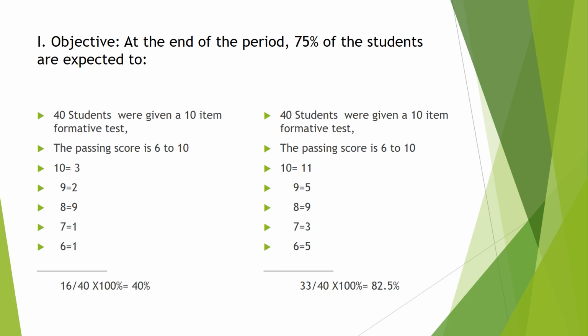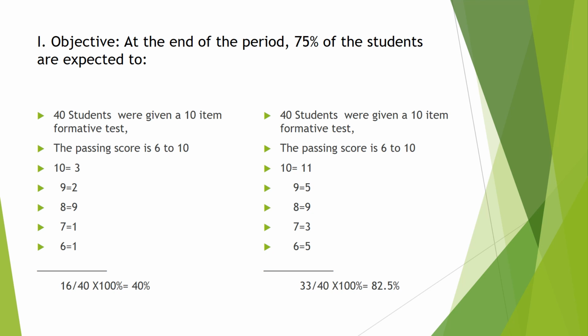For example, in your objective, you declared that at the end of the period, 75% of the students are expected to attain all the competencies for that day. So in this example, you have 40 students and you gave them a 10-item formative test. The passing score is 6 to 10. For example, only 3 got 10, only 2 got 9, 9 got 8, only 1 got 7, and only 1 got 6. For a total of 16, you divide that by the number of students, 40, times 100%, and that will be 40%. Do you think you were able to attain the expected 75% of students passing for that day? Of course not. Definitely, it is way below the expected 75%.